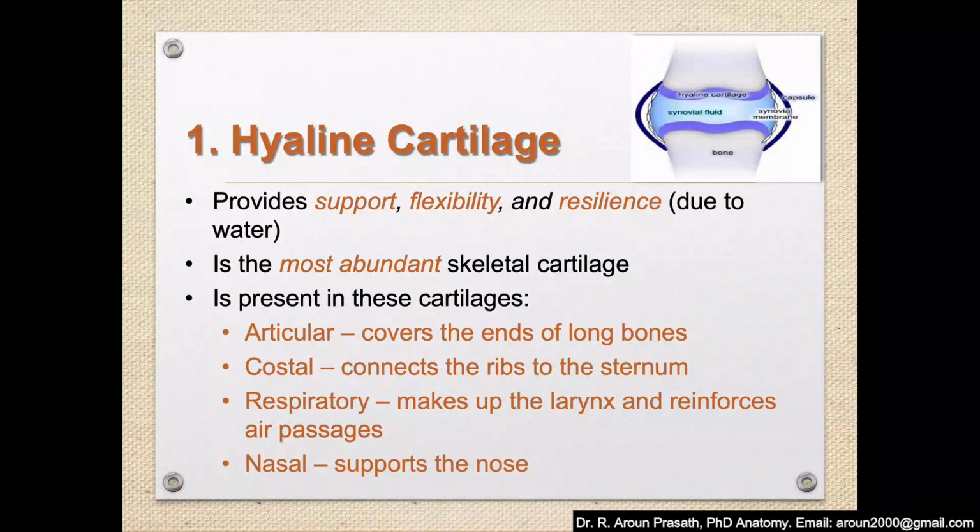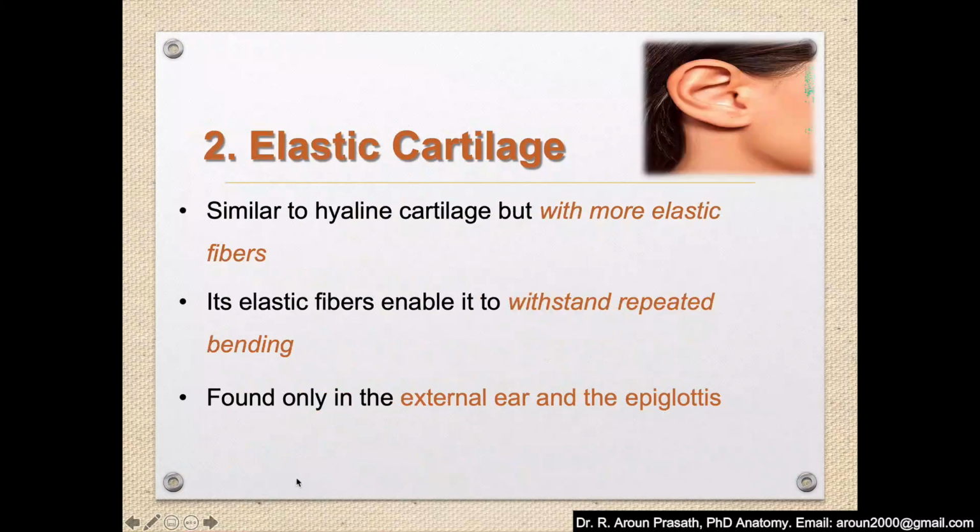Next, coming here, hyaline cartilage provides support, flexibility, and resilience. It is most abundant in skeletal cartilage. It is present in the articulating surfaces, ribs, respiratory passage, and also the nasal areas.